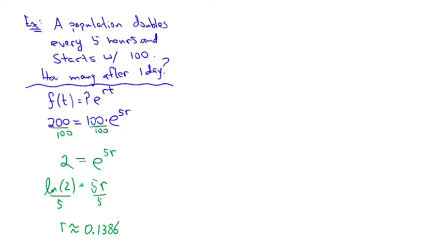Am I done with this problem? Have I answered the question? No. So you start all over again, plug in what you know. You have a function, f of t. P is equal to 100. That doesn't change. P is a constant. F of t is going to tell you how many after a day. Your function is e to the, what else is held constant? The rate, 0.1386 t.